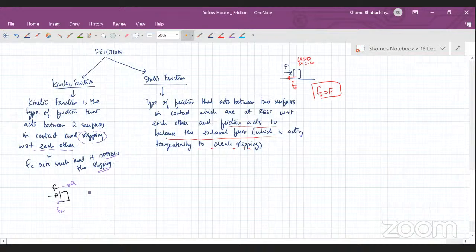So that is the difference between the two types of frictions or the two categories of frictions, which we call static friction and kinetic friction.